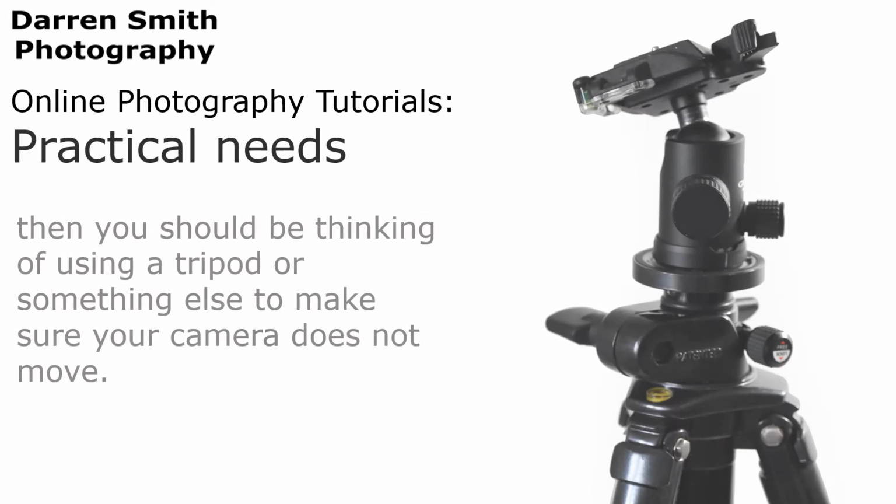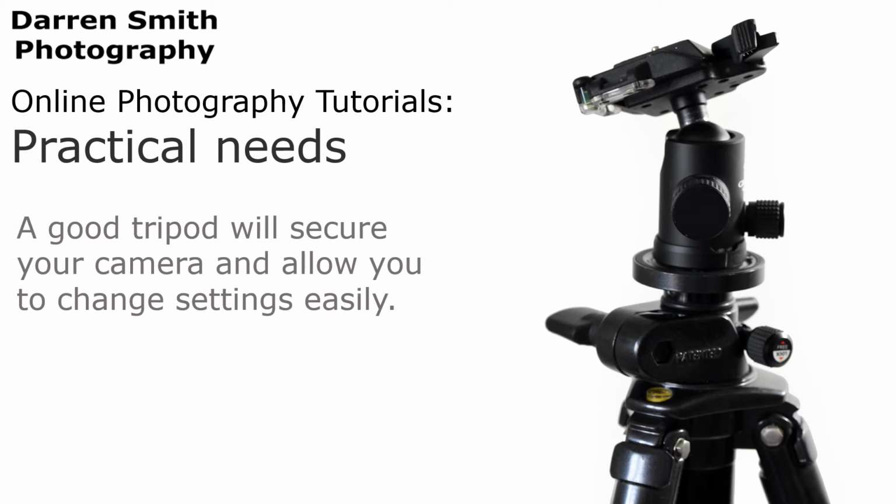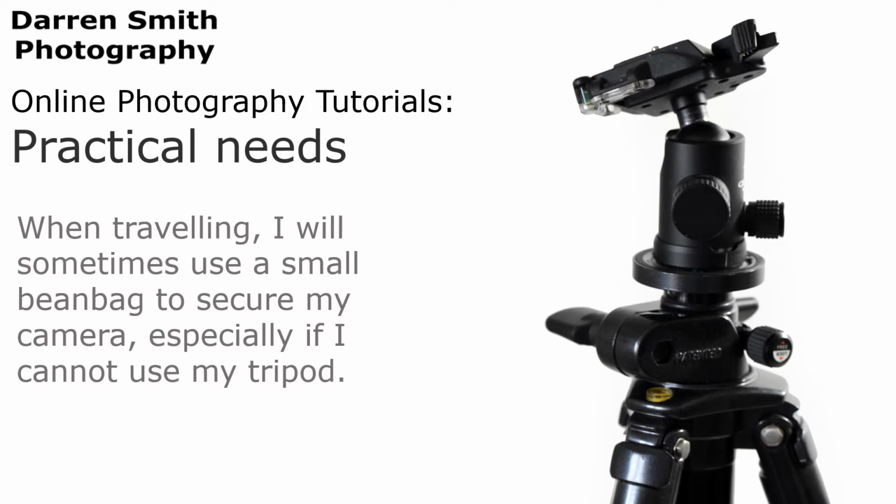If you are using slow shutter speeds, in other words longer than 1/40th of a second, then you should be thinking about using a tripod or something else to make sure your camera does not move. A good tripod will secure your camera and allow you to change your settings easily. When travelling, I will sometimes use a small beanbag to secure my camera, especially if I cannot use my tripod. Alternatively, I could use a bag of rice.